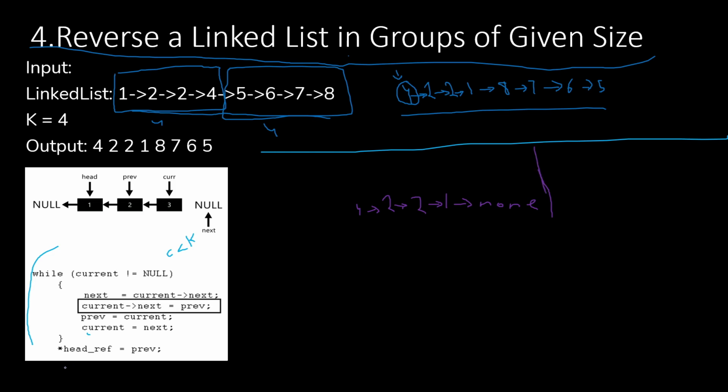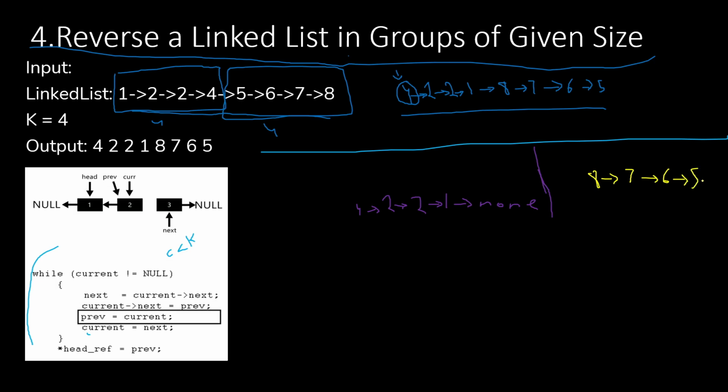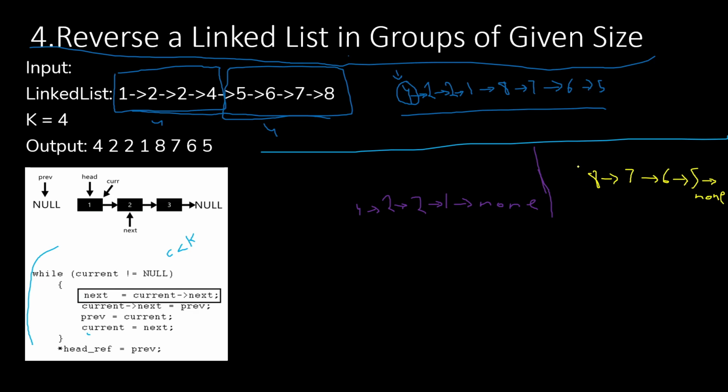Now let's take the second group on the right side. In the second group we have 5, 6, 7, 8, and we'll also reverse that: 8, 7, 6, and 5. 5 will also point towards the none element here. But in the second case, there is no problem. We want that last element to point towards the none value only. So for the last group, it is absolutely fine to have a none value. But the earlier groups, meaning the groups before the last group, should point towards the next value of the next group.